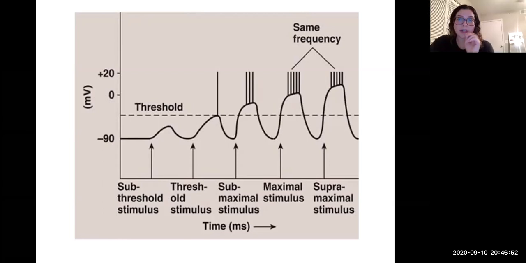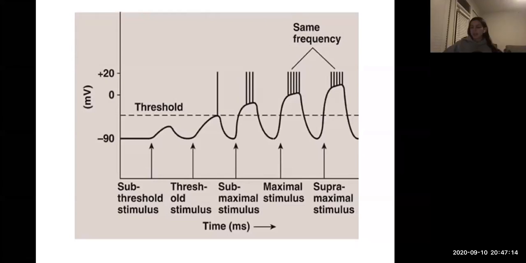I just want to make sure I understand. No matter how weak or strong it is, as long as it reaches the threshold, the way to tell them apart is by how many action potentials they're shooting off, right? Yes. They'll reach the same level, but one would just last longer. That's how you know.